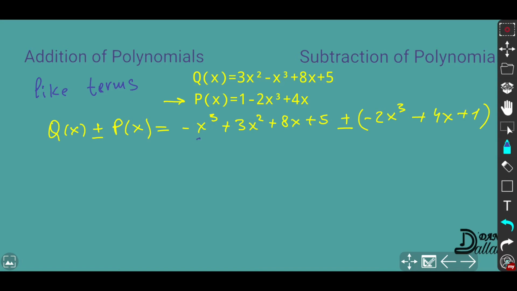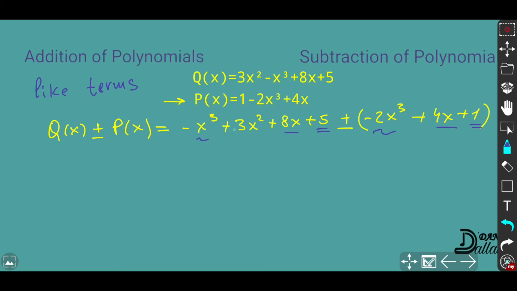So like terms in this case are going to be x cubed and minus 2x cubed if we add. 3x squared doesn't have any like terms here. 8x has 4x, and 5, let's put a double underscore line, has 1 as a similar term, okay? Why? Because 5 and 1 are just numbers, so you can add them.